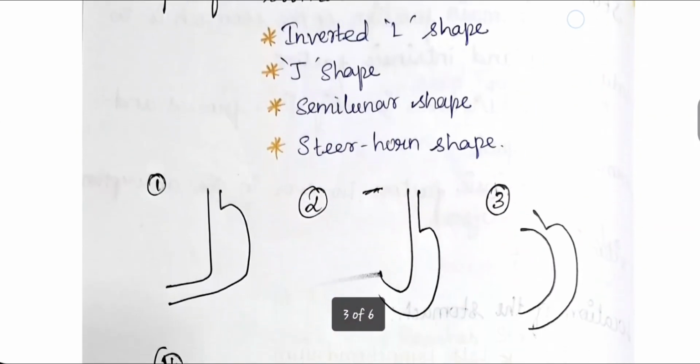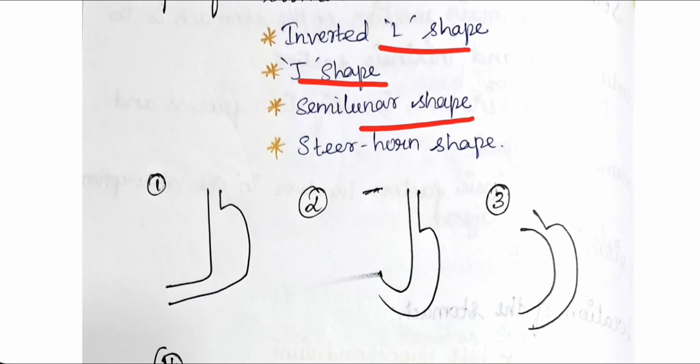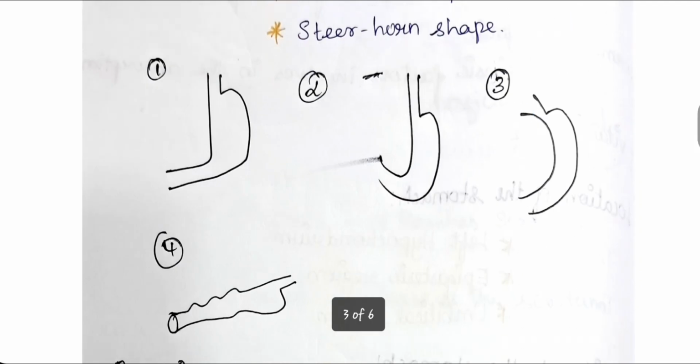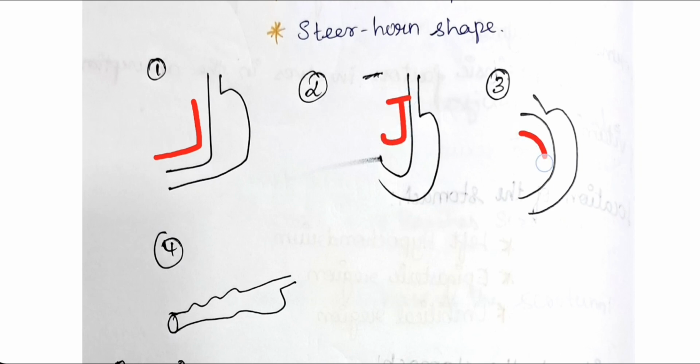Coming to the shape of the stomach, normally it is J-shaped or inverted L-shaped, but we also have semilunar shaped and steerhorn shaped. This is the inverted L shape, this is the J shape, this is the semilunar shape, which is like the moon, and this is the steerhorn shape. These are the different shapes of the stomach.